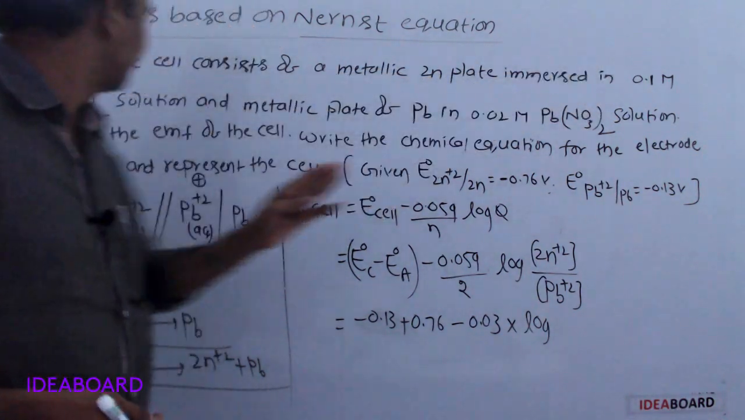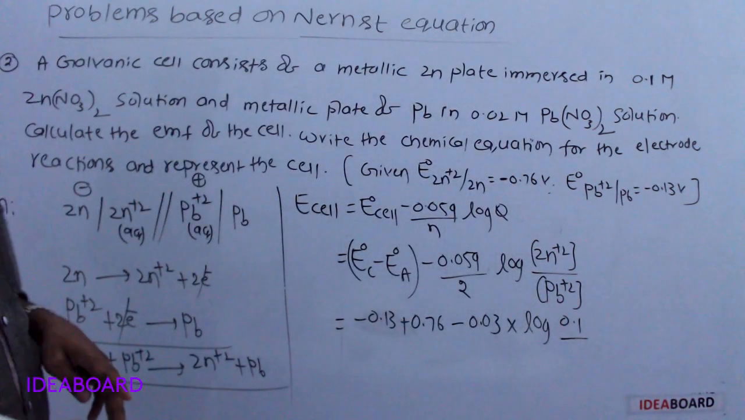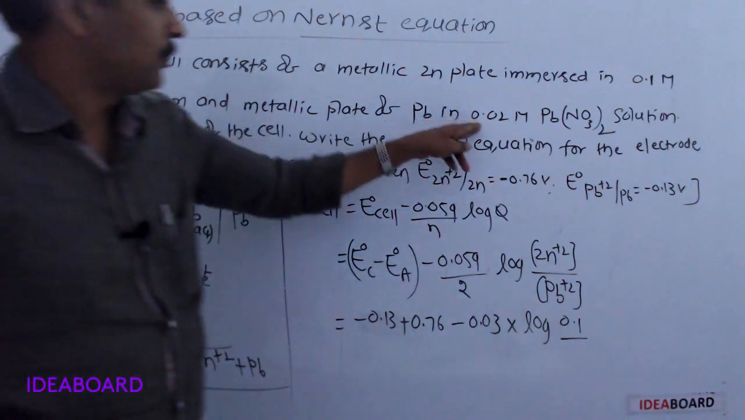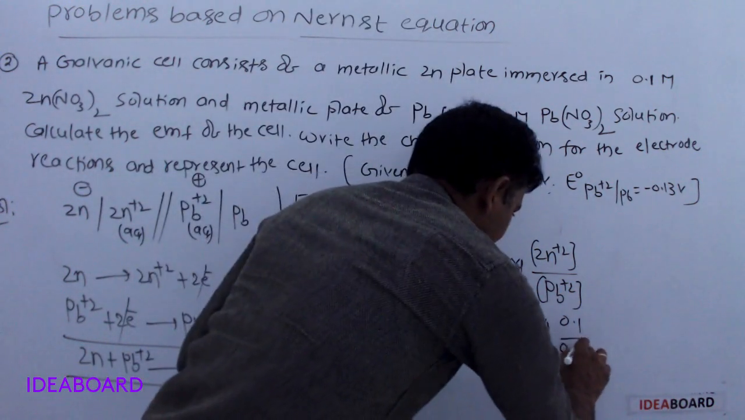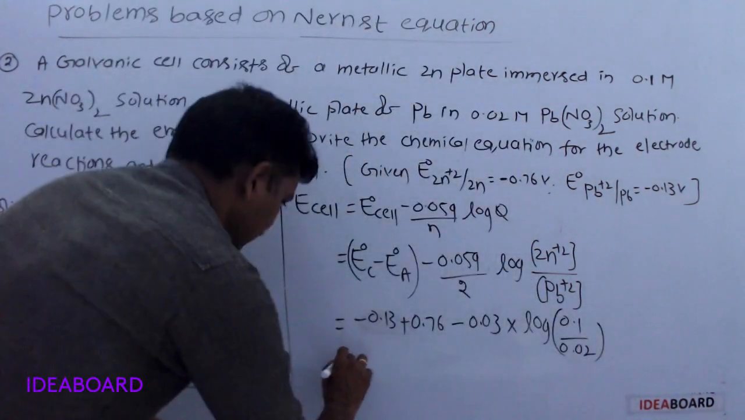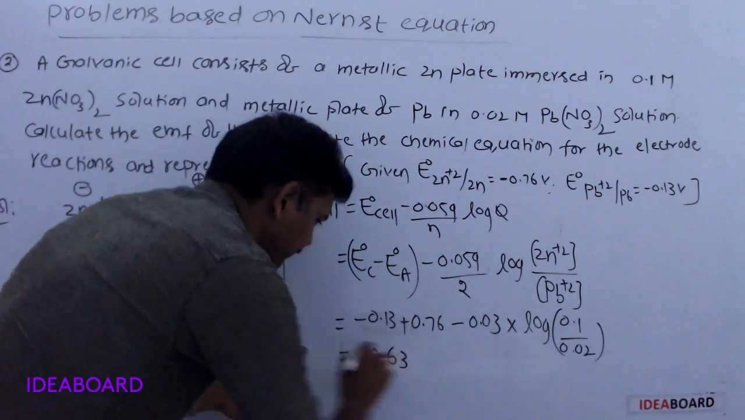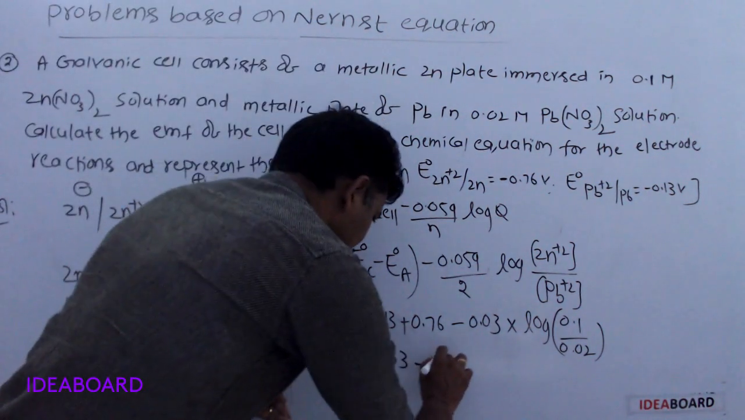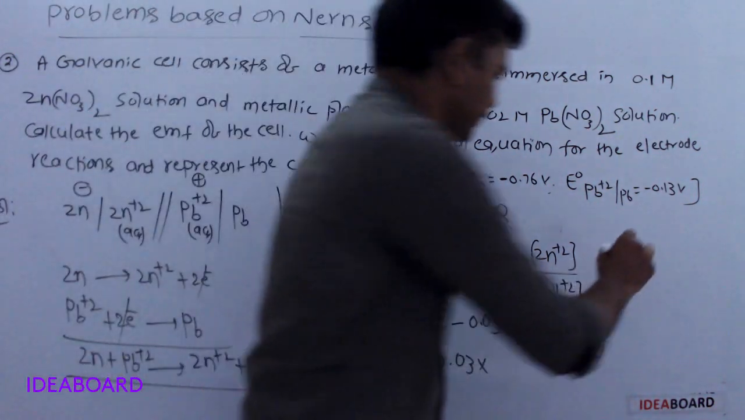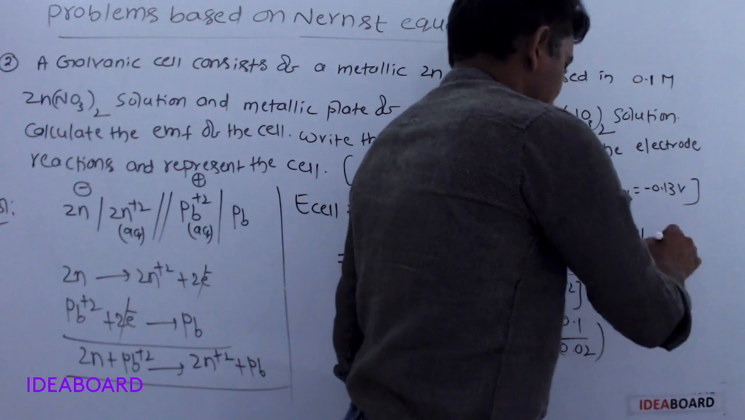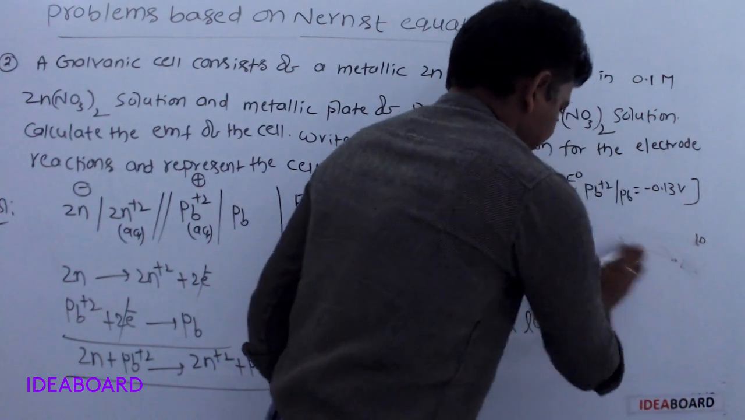Zinc plate immersed in 0.1 molar zinc nitrate solution, so the concentration of zinc ions is 0.1, divided by the lead ion concentration, 0.02, since the lead plate is in 0.02 molar lead nitrate. Then this value is minus 0.13 plus 0.76, which is 0.63, minus 0.03 into log of 0.1 by 0.02. This can be written as 10 by 2.